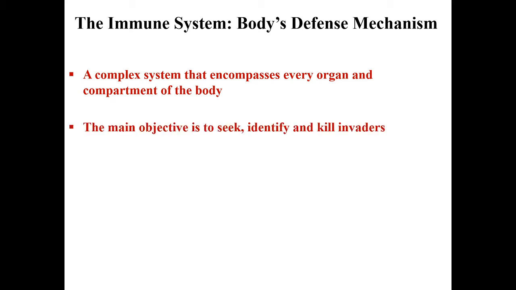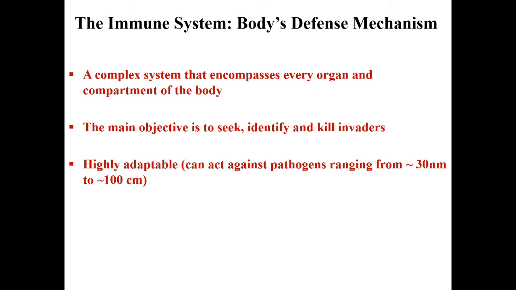The next point is to seek, identify, and kill invaders. Invaders can be of different types. It can be viruses, it can be bacteria, it can be different types of pathogens, it can be of different sizes. So, our immune system is highly adaptable. It can act against pathogens ranging from 30 nanometers to around 100 centimeters.